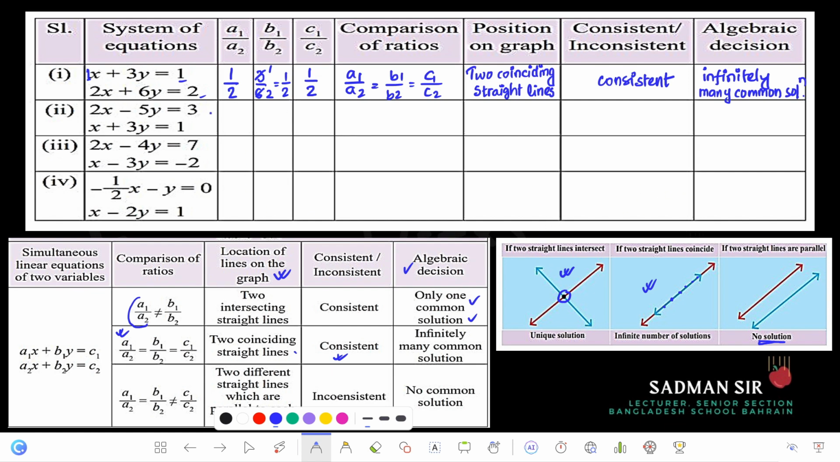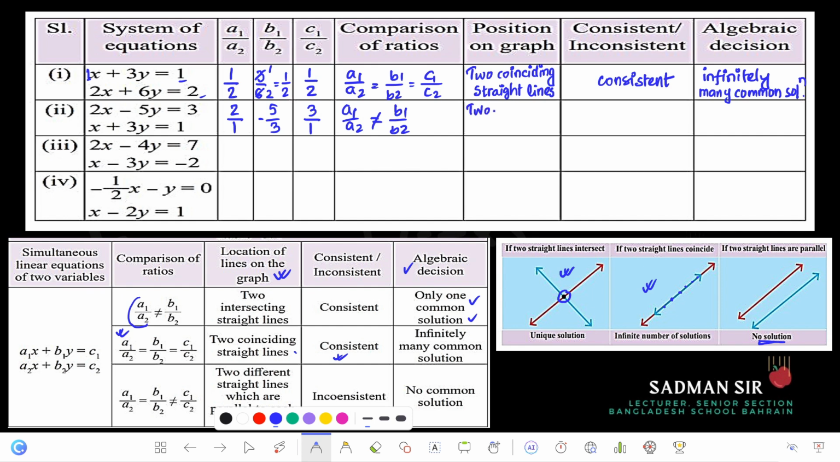Let me show one more, and then 3 and 4 you try to do yourself. So this will be 2 by 1, then minus 5 by 3, and then 3 by 1. So this is the case where the first two are not equal. So we will write A1 by A2 is not equal to B1 by B2.